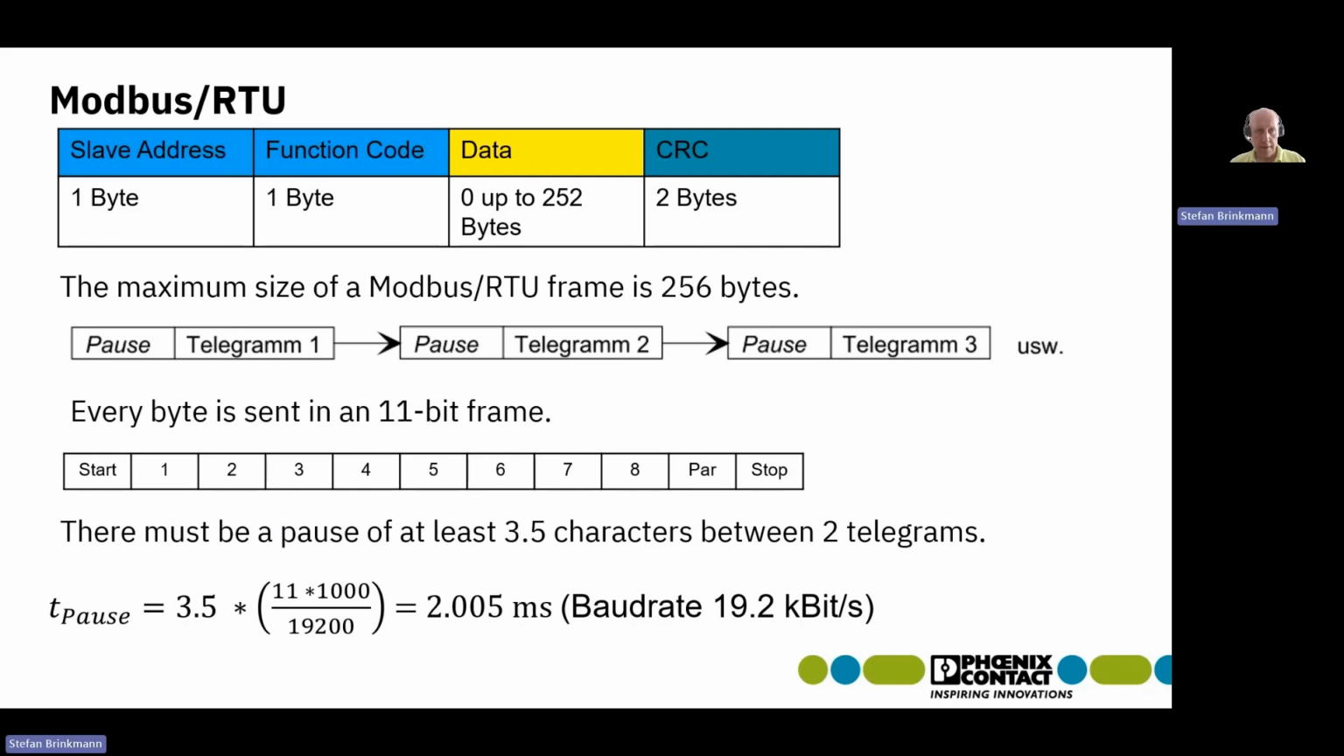And every byte is sent in an 11-bit frame. So we have the 8 bits for the byte. Then we have a start bit, a parity bit, and a stop bit. And with a parity bit, we can determine if the bits have been transmitted correctly or if a bit has changed.